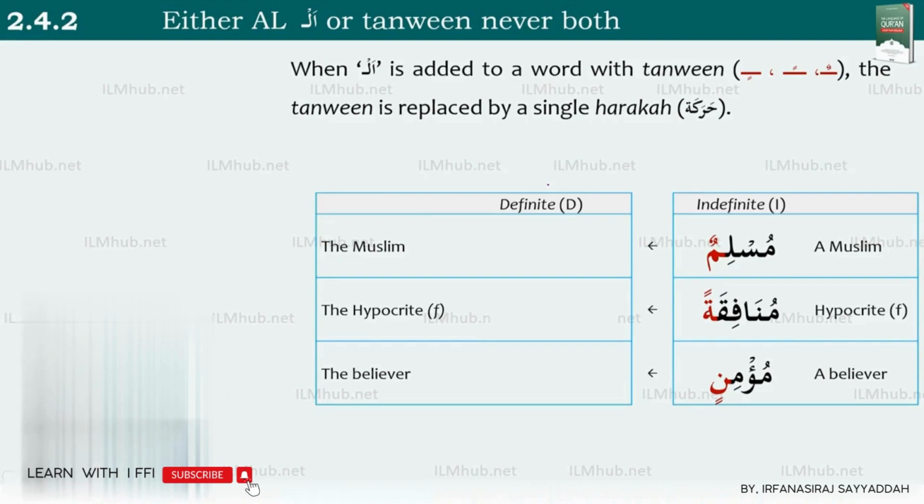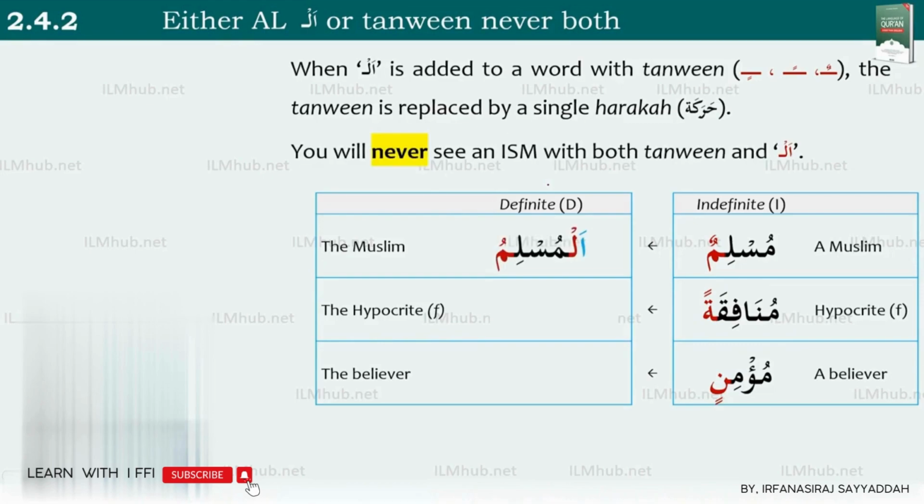If I want to say the Muslim, I will put al in front. So I've added al in front, and I end up with removing the tanween. This is a very important rule. Please remember it. Whenever you add al to a word, the tanween must be removed. You will never ever see a word in Arabic which has al and tanween at the same time. So please make a note of that, inshallah, as you go, because you will be doing these changes yourselves. You need to make note of that.